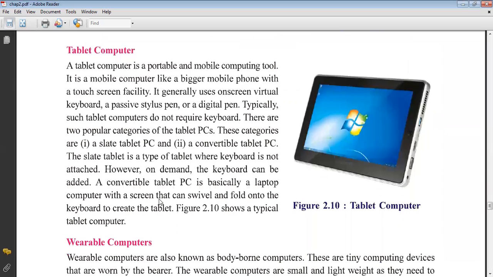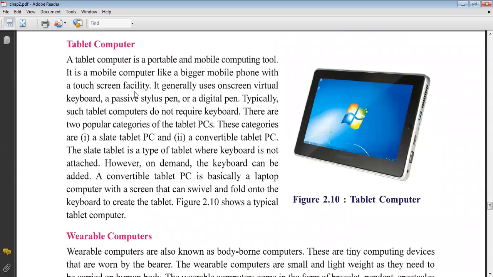Now tablet computer. A tablet computer is a portable and mobile computing tool. It is a mobile computer like a bigger mobile phone with touch screen facility. Nowadays, you are working online for the last 1.5 years, you are aware of what a desktop computer is and what you can work with. You can join Zoom meetings, Zoom classes, Microsoft classes, maybe on your mobile, maybe anybody has a tablet computer, maybe anybody has a desktop computer, anybody has a laptop. So these are all computers which are classified as per their functionality and as per their size.